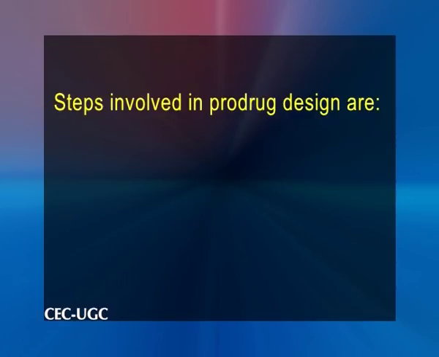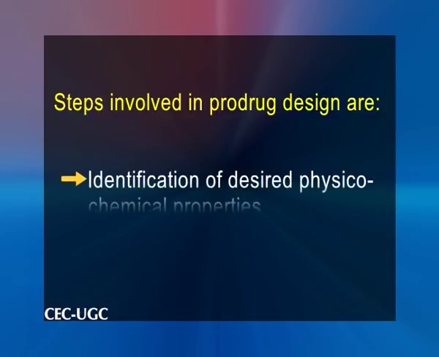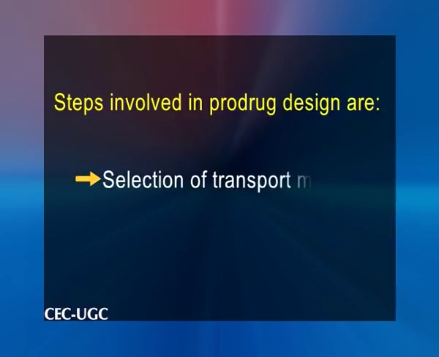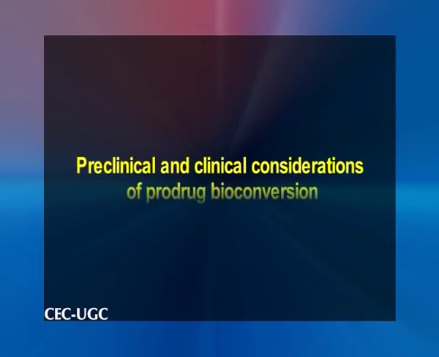The main steps involved in prodrug design are identification of a drug delivery problem, identification of desired physicochemical properties, selection of transport moiety, which will give the prodrug desired transport properties and be readily cleaved in the desired biological compartment. Now, let's briefly know what are the preclinical and clinical considerations of prodrug bioconversion.